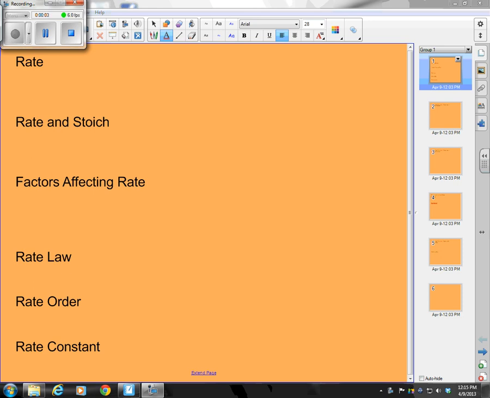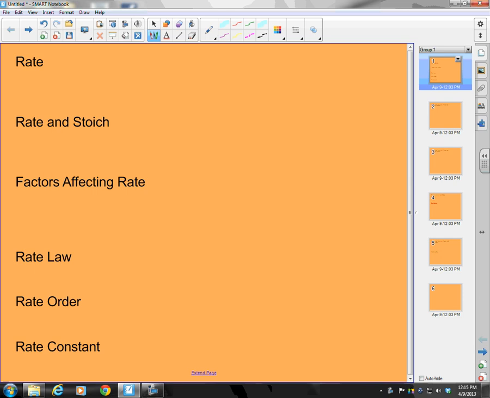Okay, donkeys, this is a review for the AP exam, and so we are going to fly. And this is our kinetics review. So let us talk about rate. What is a rate? Well, that's going to be the change in concentration of something over the change in time.